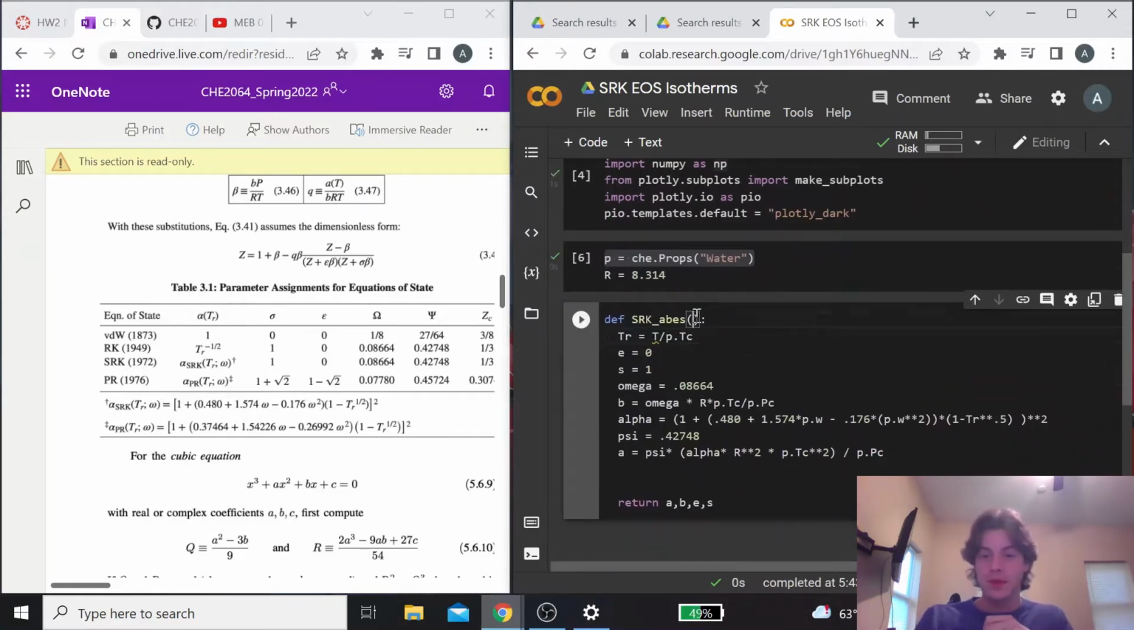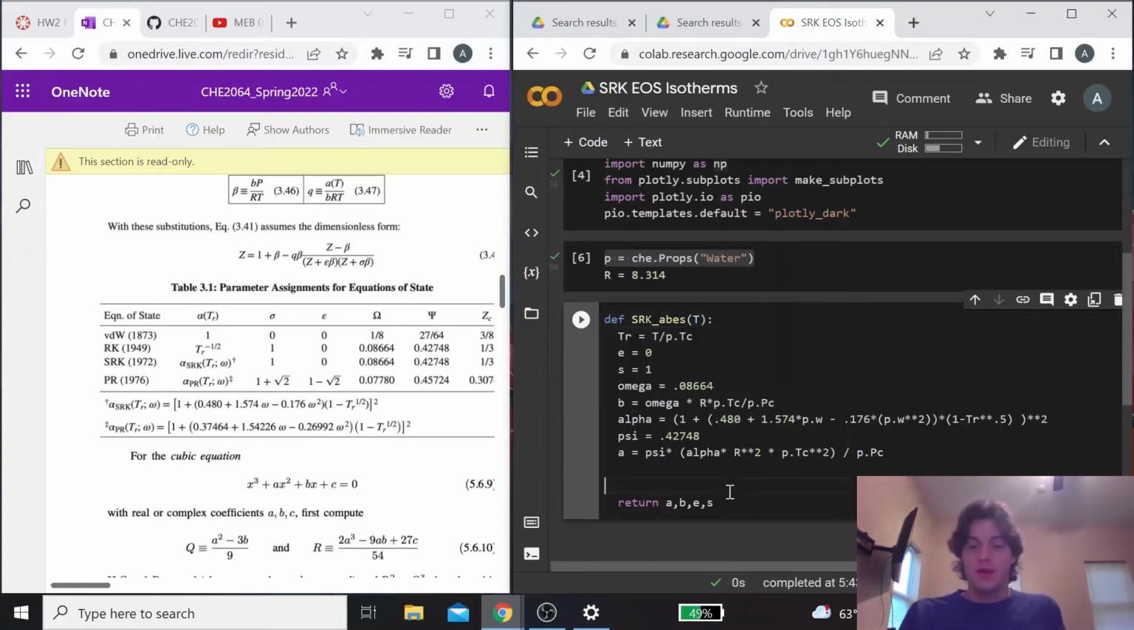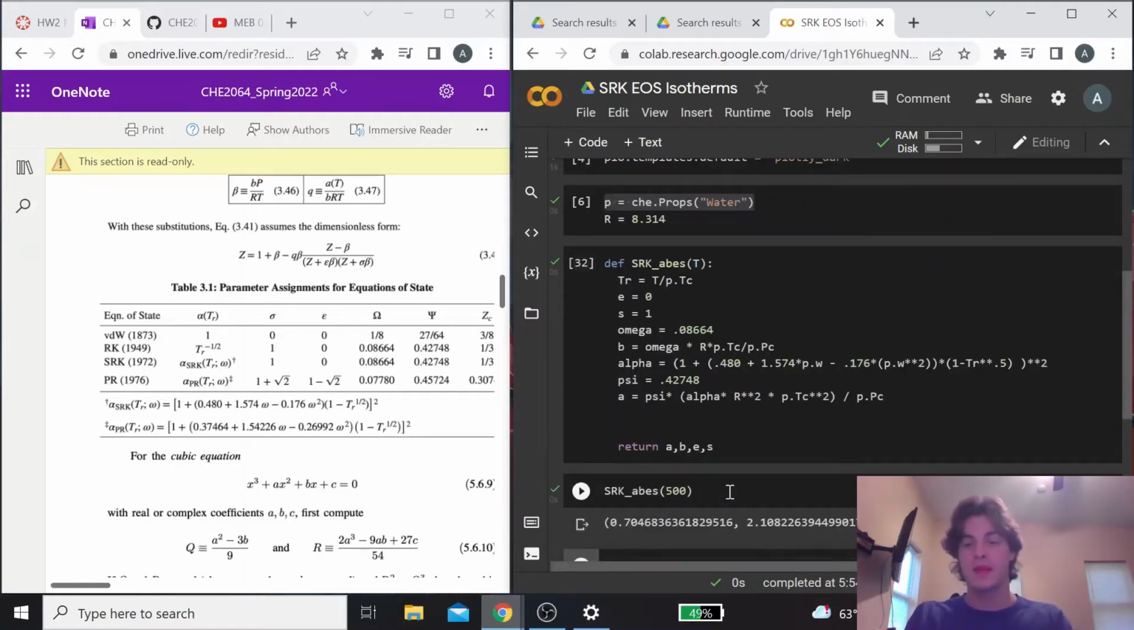So we will use our function to calculate A, B, epsilon, and sigma at a specific temperature, so we need to pass temperature to it. And there we go. Run it. This looks okay. Now if I pass a temperature to it, it gives us our value for A, B, epsilon, and sigma.